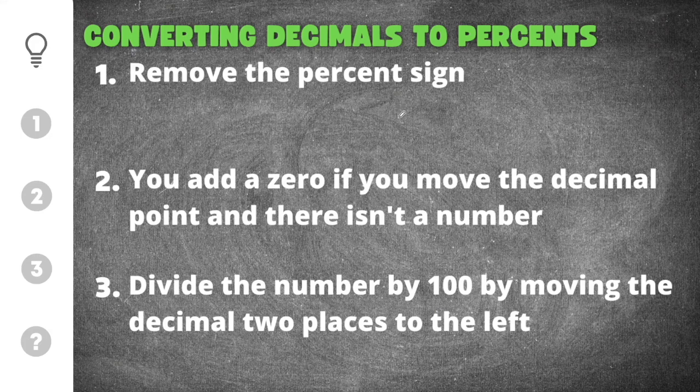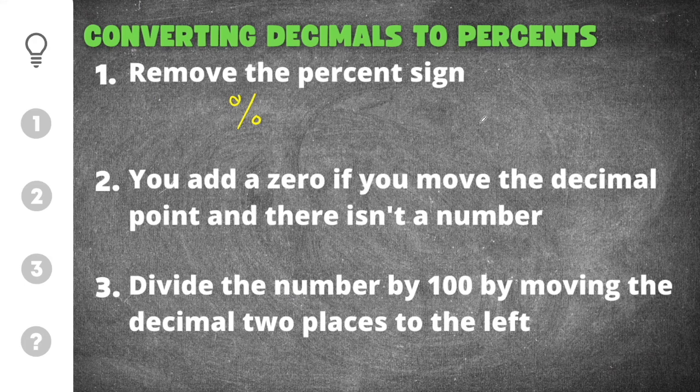When converting decimals to percents, we have three important things that we can remember that will help us change that decimal to a percent. Well, the first thing we can do is remove the percent sign. The percentage sign is just a symbol that looks like that. We don't need that when we're converting decimals to percents. The word percent means per 100 or out of 100. So in order to change the decimal to a percent, you're going to divide the number by 100.